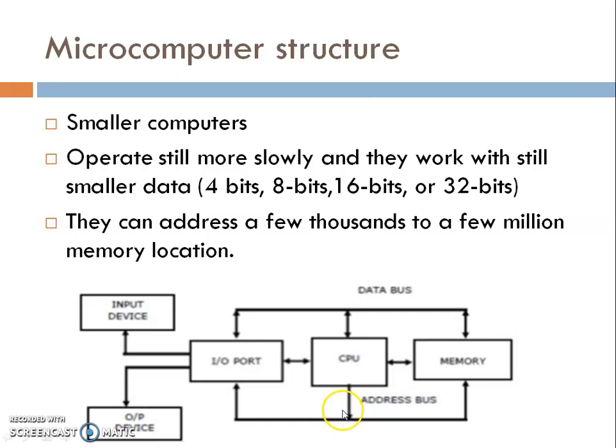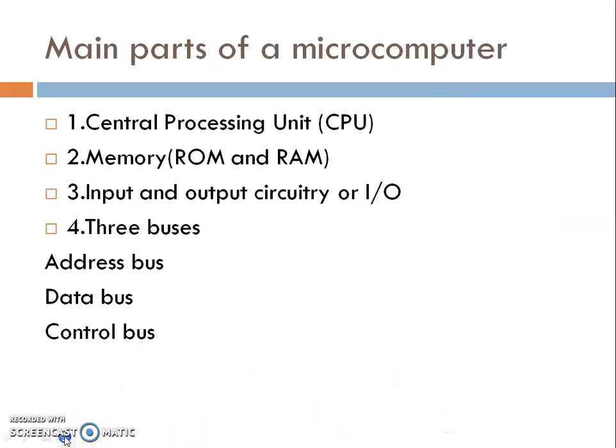Next, the address bus. The address bus is used for giving the address of the input output port and memory. That's why the data bus is bidirectional, it works in both directions, and the address bus works only in one direction, that means unidirectional. Then the main parts of a microcomputer: central processing unit, memory, ROM and RAM, input output circuit, otherwise IO, then three buses, address bus, data bus and control bus.